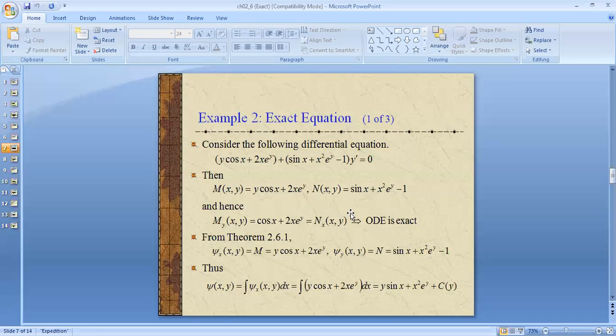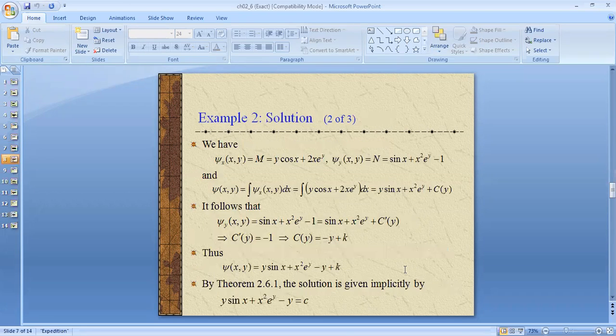Now just using the theorem, integrating M with respect to x, and in N the term without x. The term containing without x, which one? Just one. Okay. Now integrating this with respect to y, we get our original solution of the given differential equation like this: y sin x plus x square e to the power y minus y equals to c. Just by using the theorem, they have used another theorem, but we are using our first example's theorem, right?